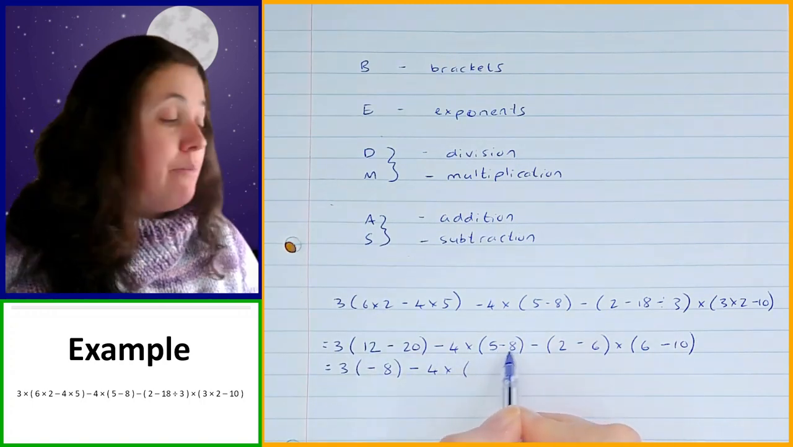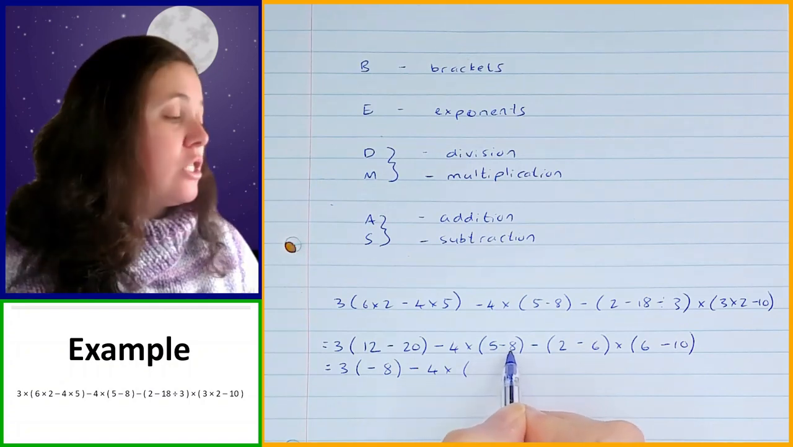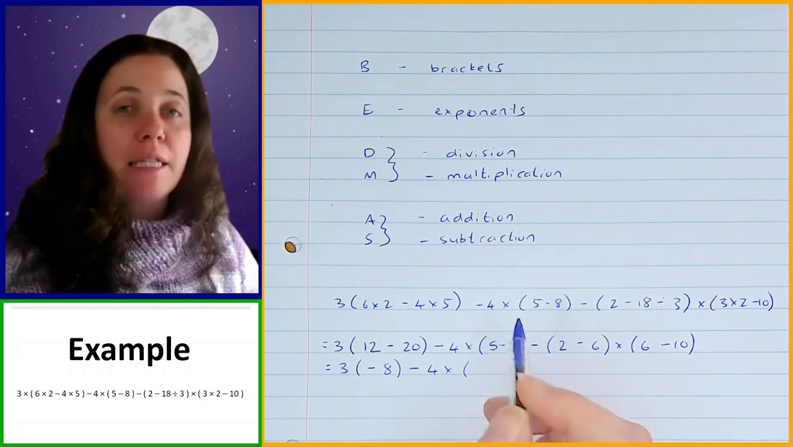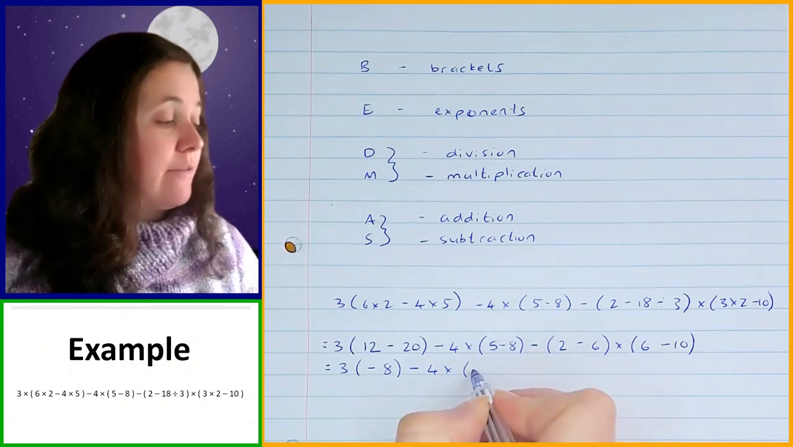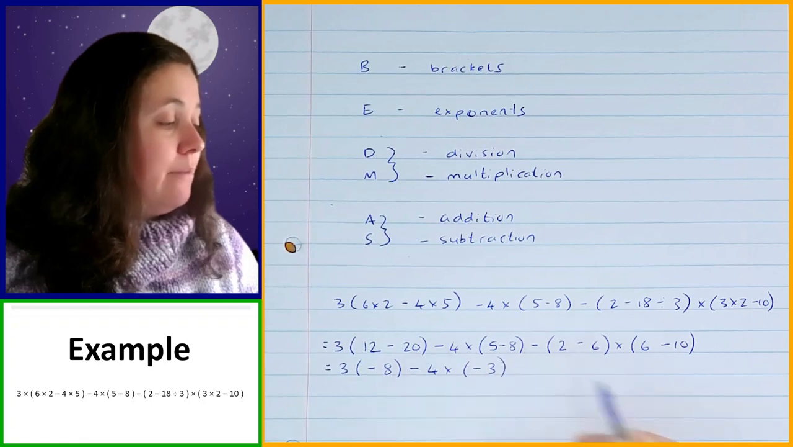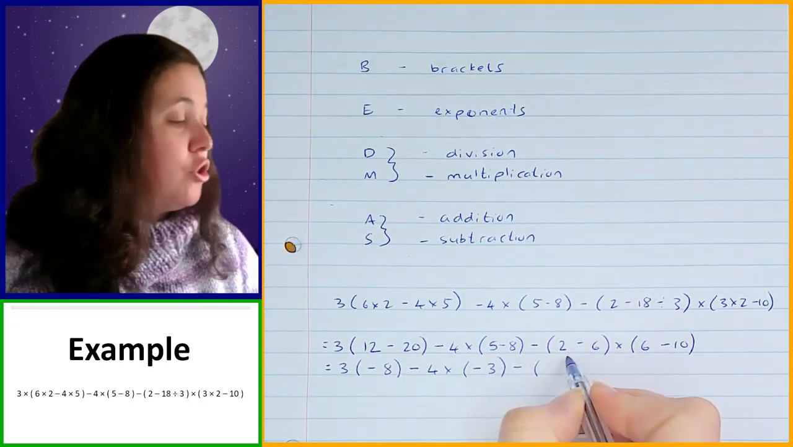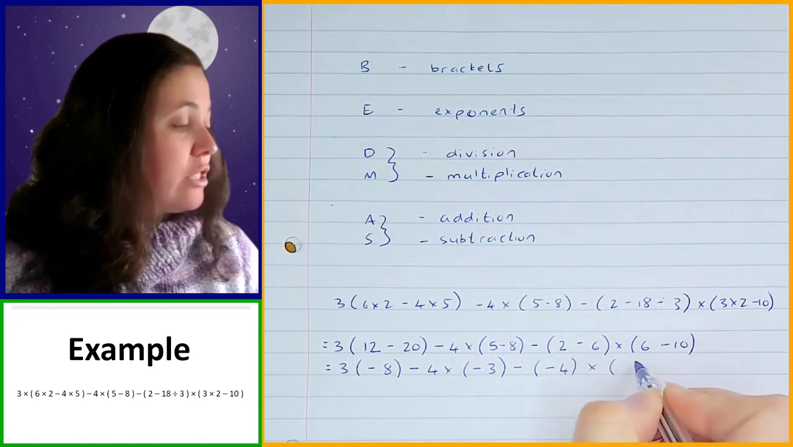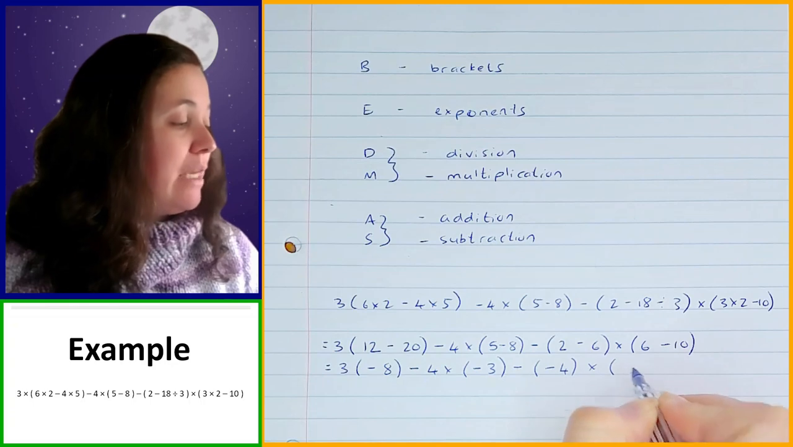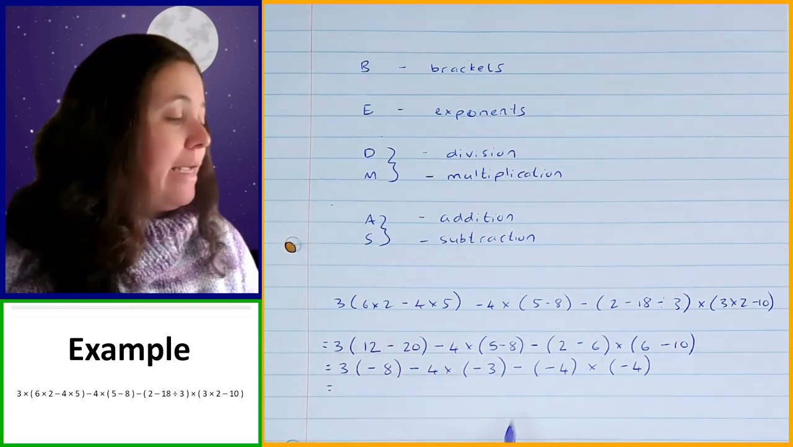Because it's a positive and a negative, I'm going to subtract the absolute values. So I'm going to say 8 minus 5, and then I take the sign of the one that has the higher absolute value, which in this case is 8, which is also negative. So it's going to be negative 3 over here. Then minus, same thing happens again. 2 minus 6 gives me negative 4, times, in brackets over here, 6 minus 10, same thing happens again, also gives me negative 4. Okay, so now I'm going to go and multiply into those brackets.